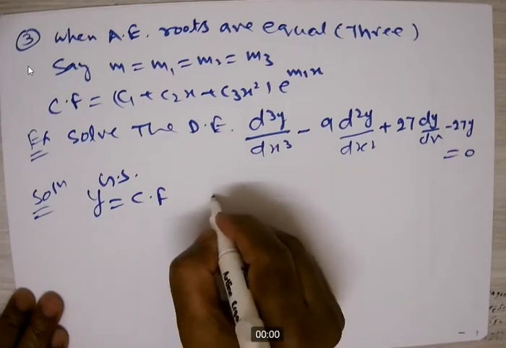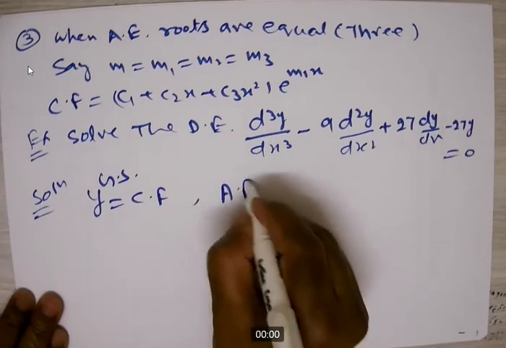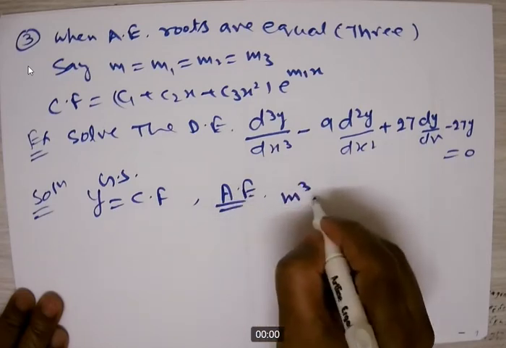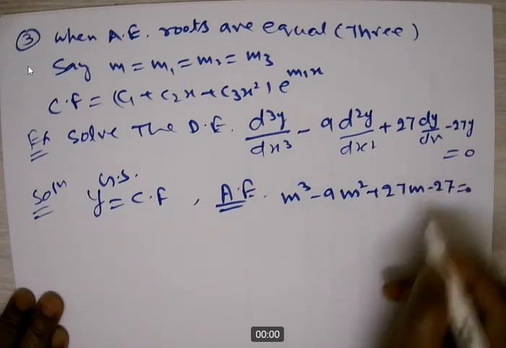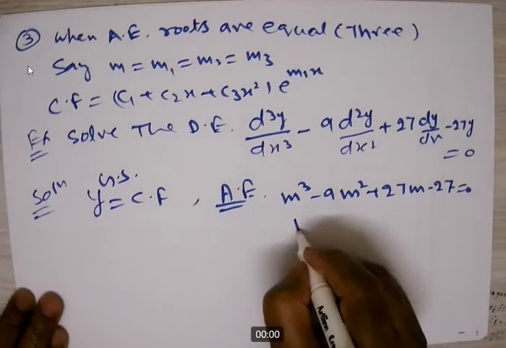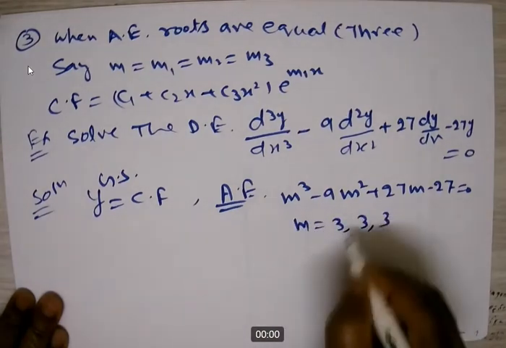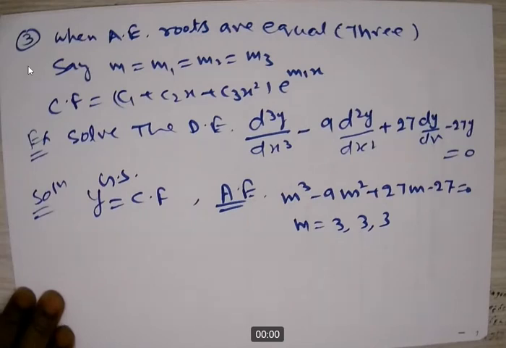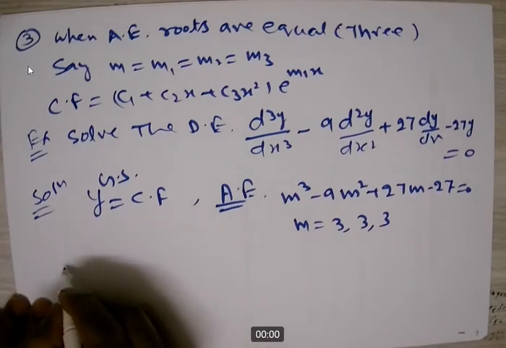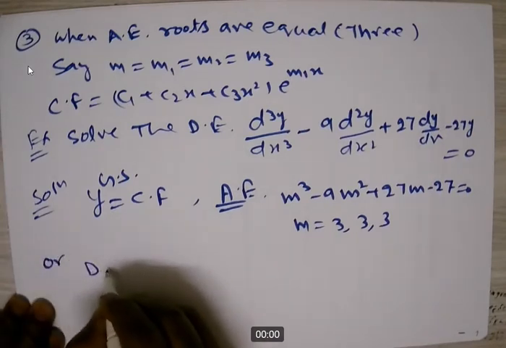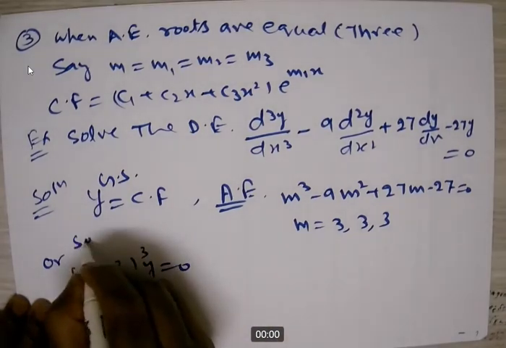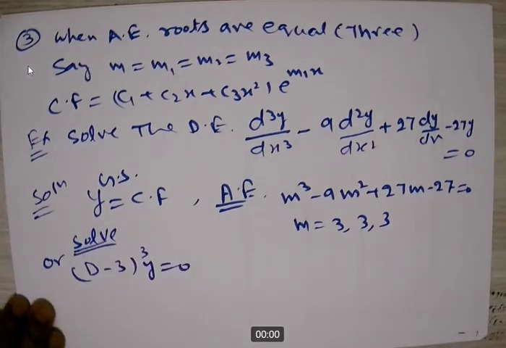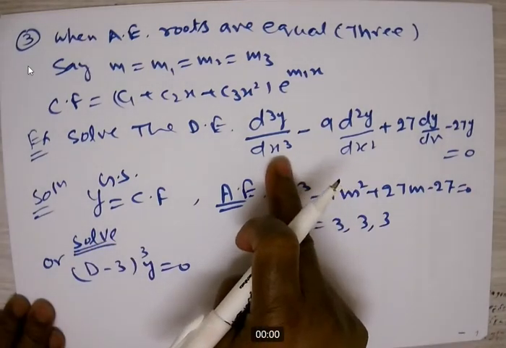So for writing the CF, what do you have to do? Write the auxiliary equation. The auxiliary equation is what? M power 3 minus 9 m square plus 27 m minus 27 equal to 0. If you calculate, you get m equal to 3, 3, 3, by using the calculator. But remember that we can also write this as (D minus 3) power 3 into y is equal to 0. That means in the exam, maybe the differential equation is given like that or like that.